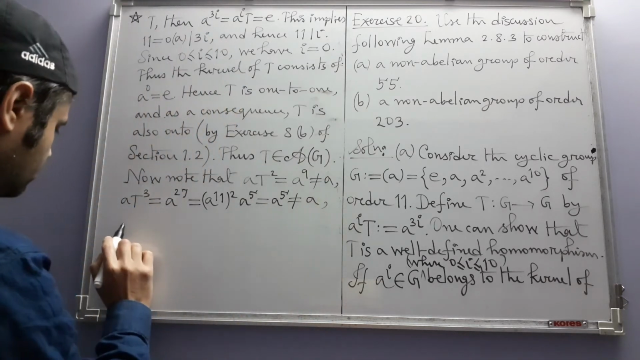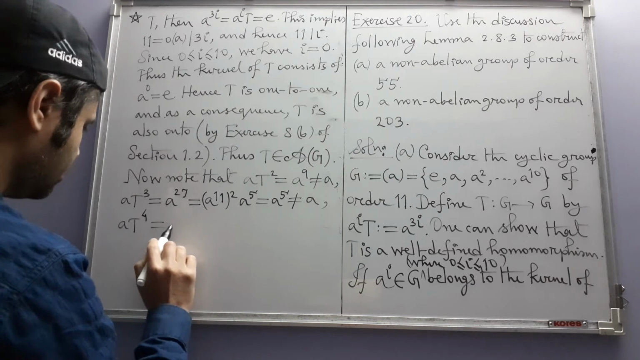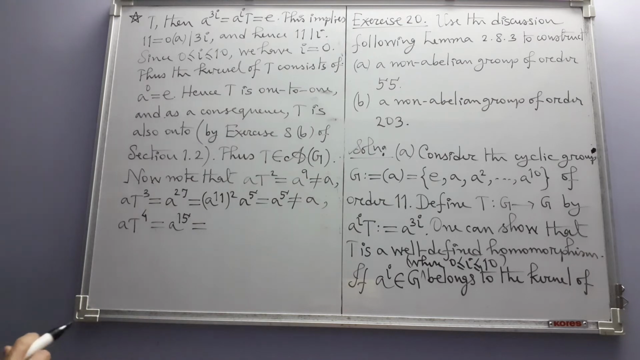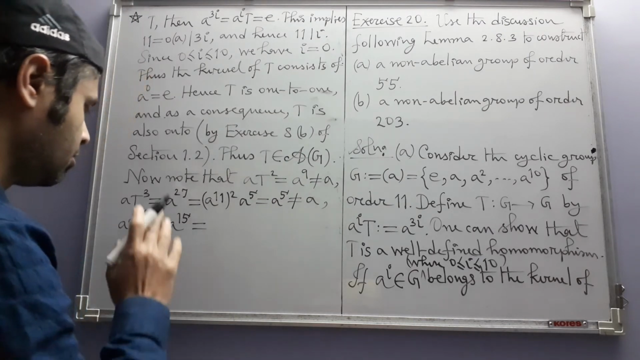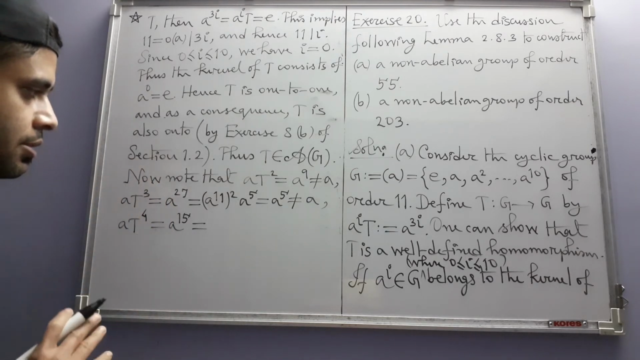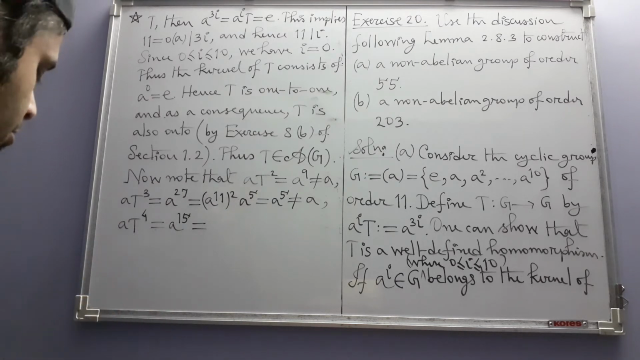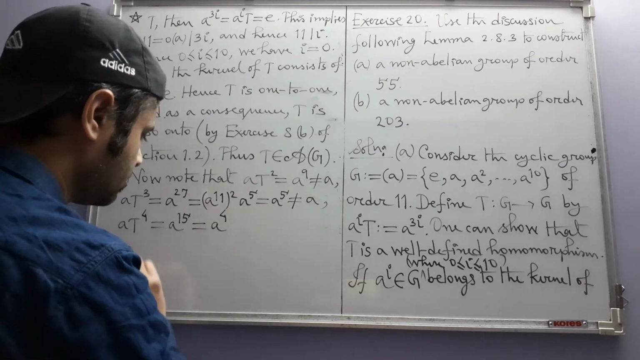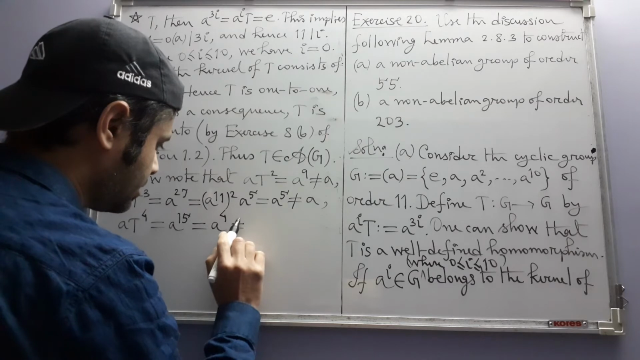Then A T to the power 4 turns out to eventually be equal to A to the power 5. Again, I am repeating these things. Whenever you see calculations like this, you know how bad I am with these numerical calculations. You should always verify these things on your own and see whether what I have written is actually true numerically. And this is A to the power 4, because 11 plus 4 is 15, and that is not equal to A.